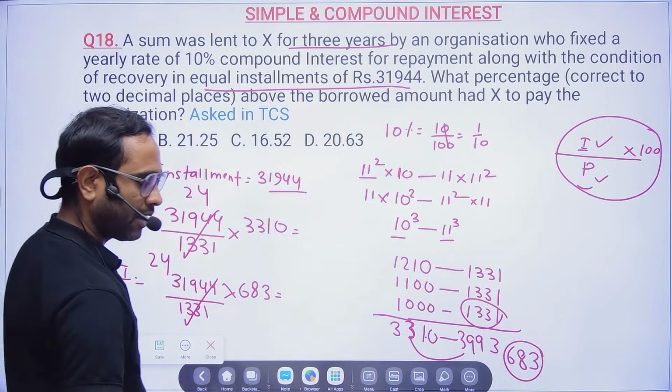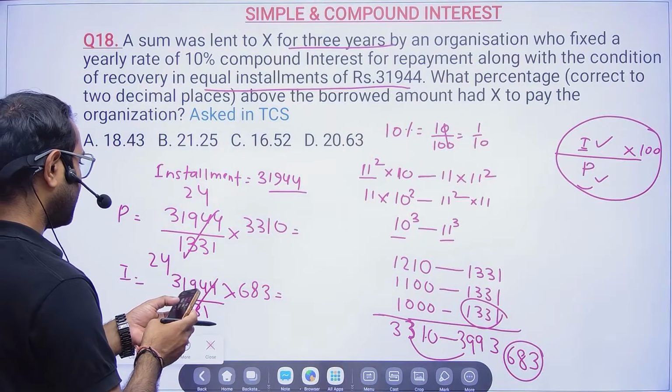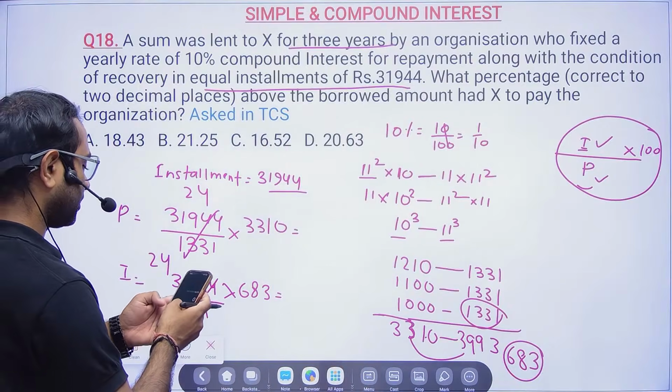Now you tell me the values, or let me use the calculator. When the calculator comes in hand, then we will blow it away.